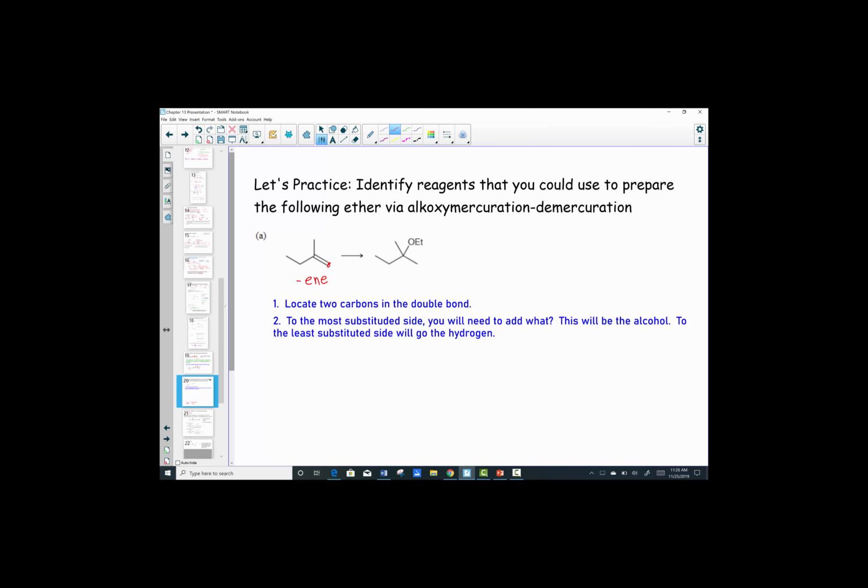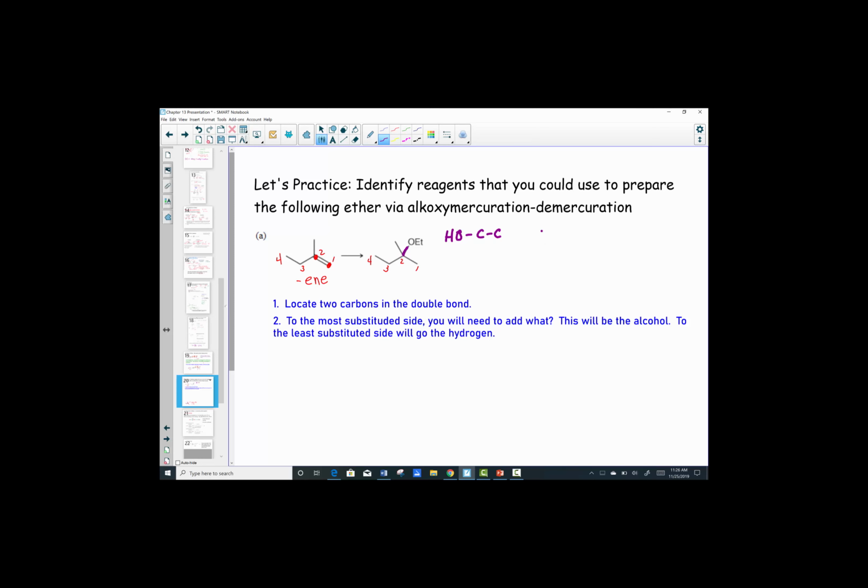So let's first locate the position of the double bond. In this 4-carbon chain, carbon 1 and 2 were the original carbons that were in the pi bond. What did we add to the most substituted carbon? Well, right here we can clearly see we added OEt. That just simply means that's going to be the alcohol that you add across with your alkoxymercuration followed by demercuration. And that's all there is to this.